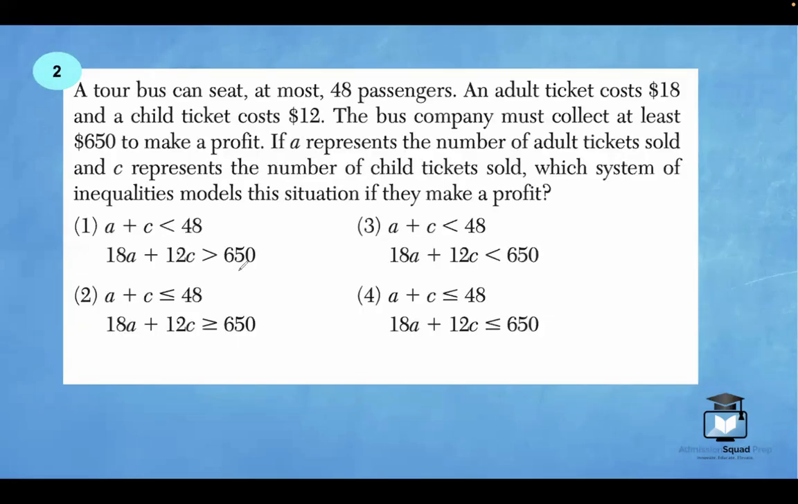Let's continue. Number 2, a tour bus can seat at most 48 passengers. An adult ticket costs $18 and a child ticket costs $12. The bus company must collect at least $650 to make a profit. If A represents the number of adult tickets sold and C represents the number of child tickets sold, which system of inequalities models this situation if they make a profit? Let's take a look at our numbers. It says a tour bus can seat at most 48 passengers. So the term here, at most, is going to reference less than or equal to 48 passengers.